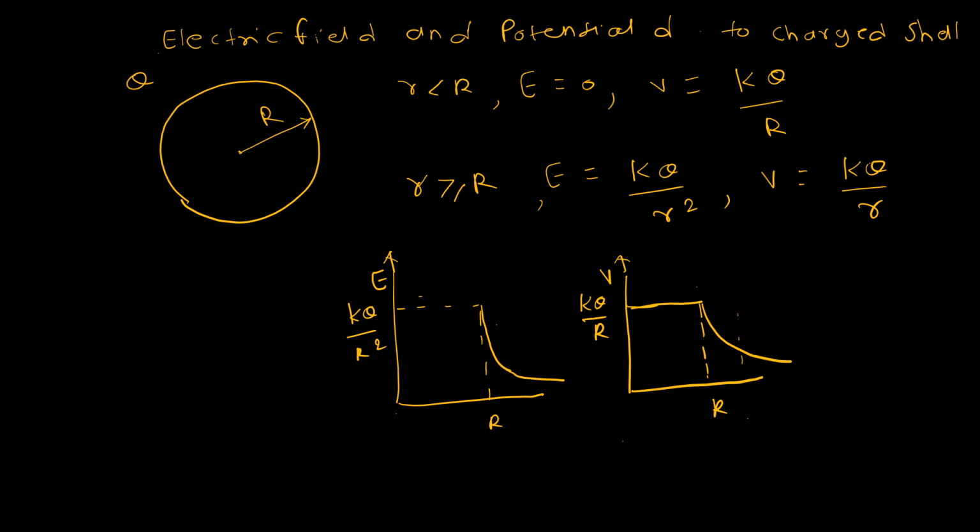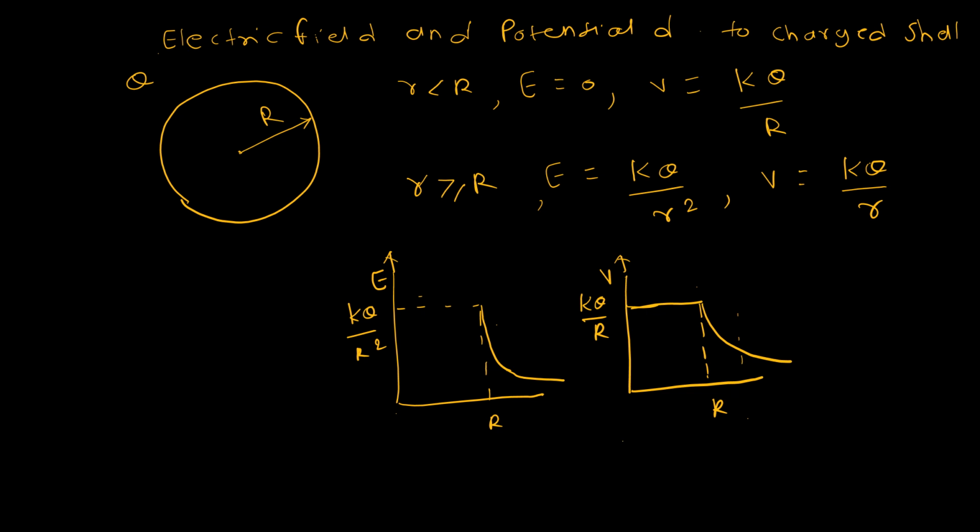Now here one spherical shell is there, having radius R, and the charge on the surface of this spherical shell is q. When r is less than R, that means small r lies inside this spherical shell, that is, the point where we have to determine electric field or potential lies inside, then obviously the electric field inside this shell is zero. But the potential is kq upon R, and this potential remains constant from 0 to R. You can see this graph also.